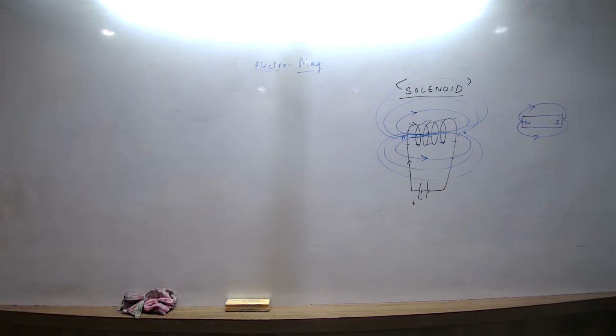If a conducting wire is wound in the form of a cylindrical coil, whose diameter is less in comparison to its length, the coil is called a solenoid.